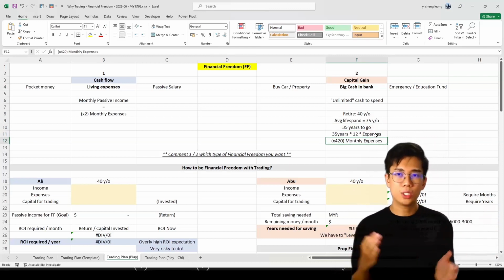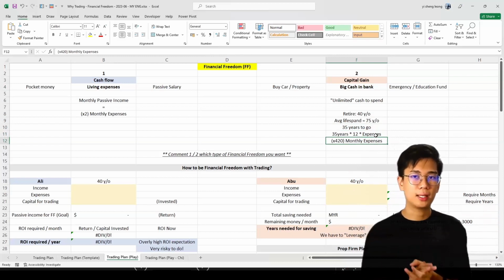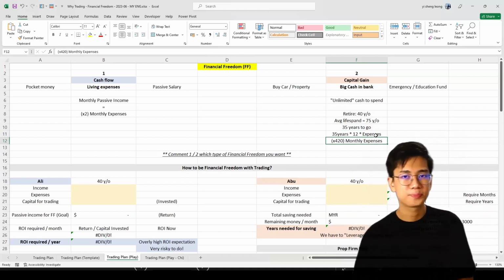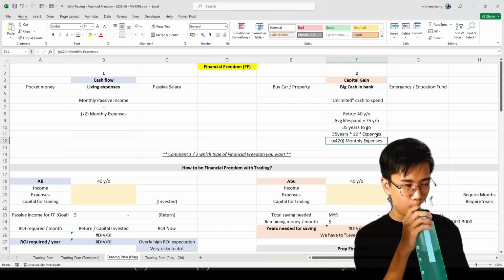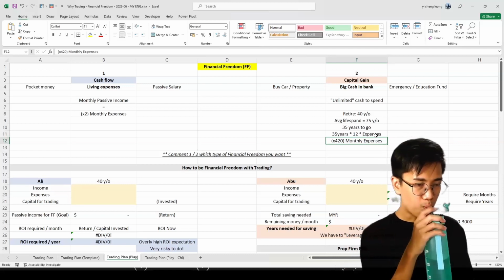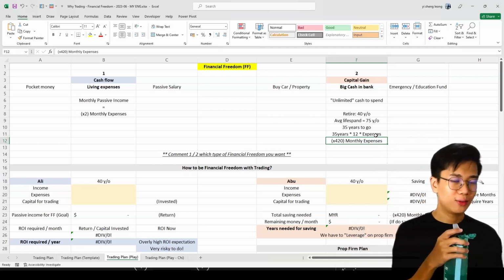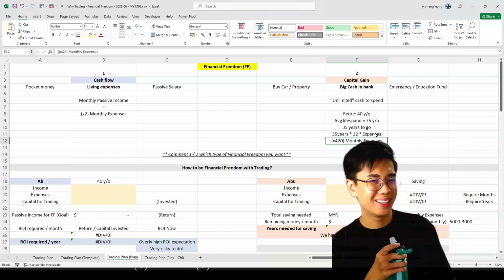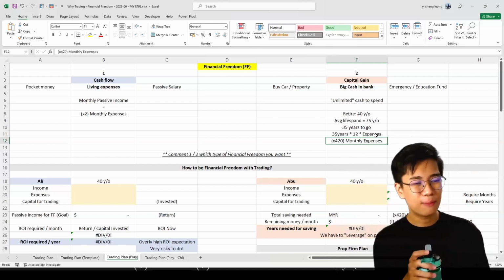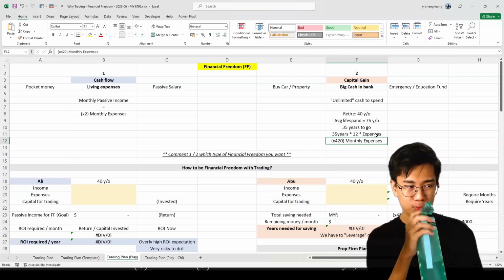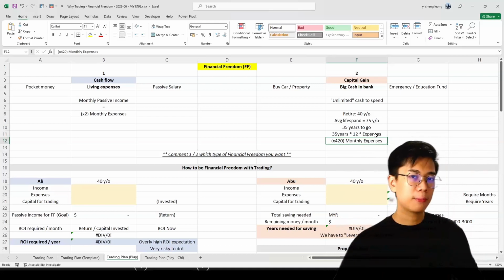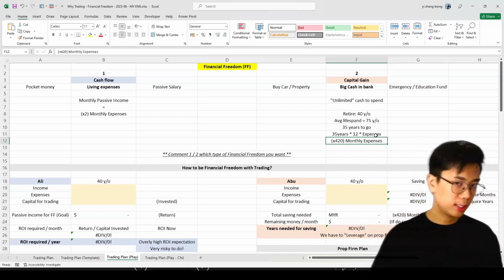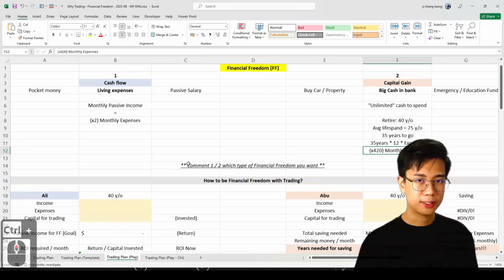So type in the chat box which type of financial freedom you would like to get, 1 or 2. All right. 1, 2, 1, 2. Has to be 1 first. Wow, you guys are 1 and 2. Can be both? Yes, can be both. But which one comes first? Okay, I can see quite a number of you are typing 1. So let's do it like this. Let's go to 1 first.